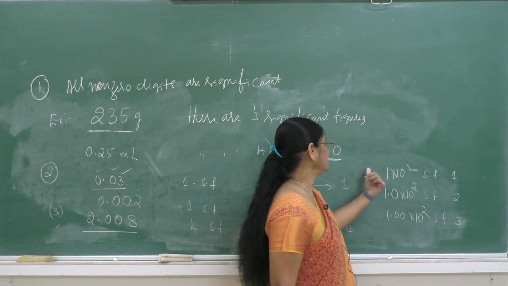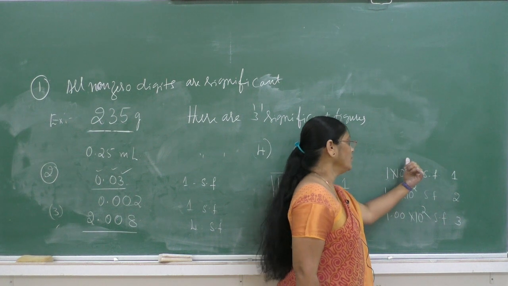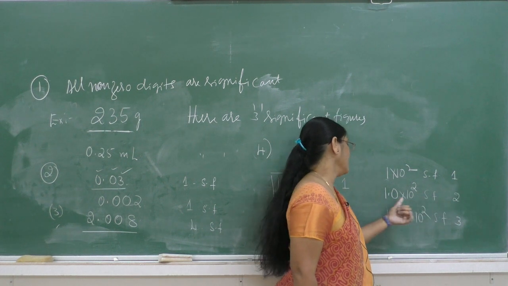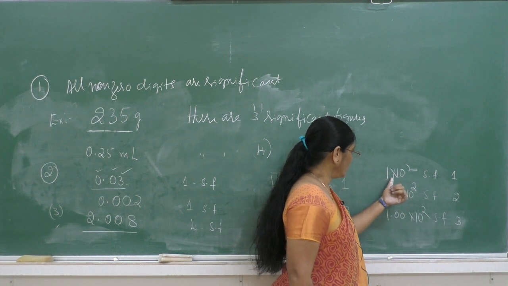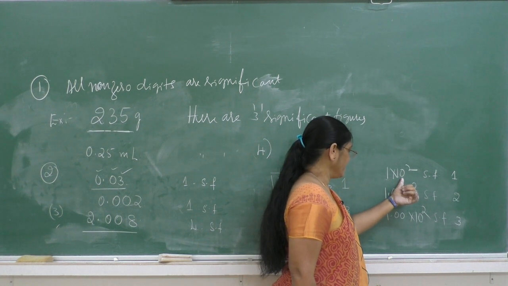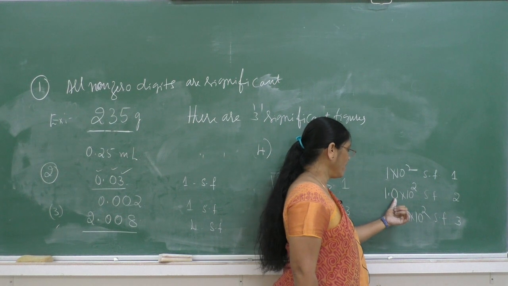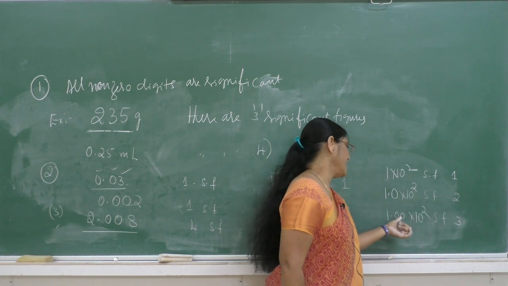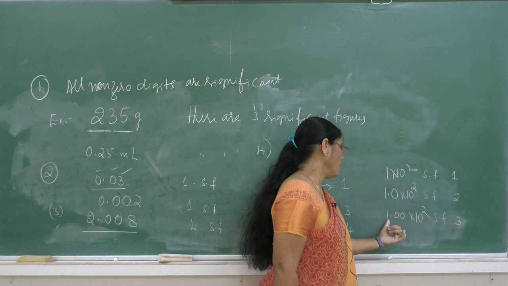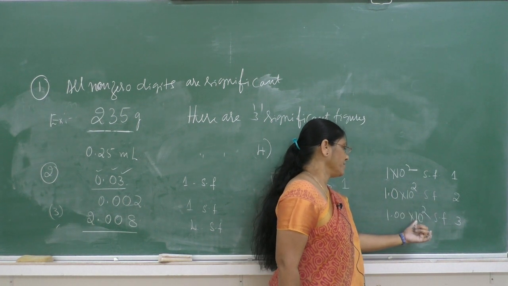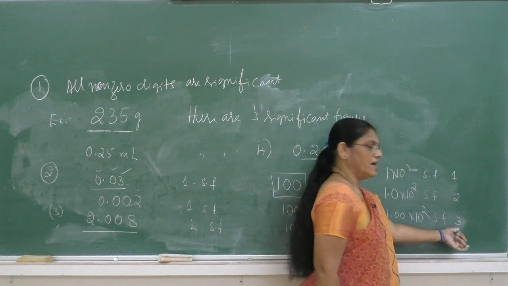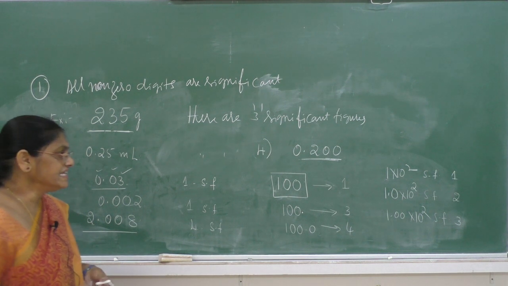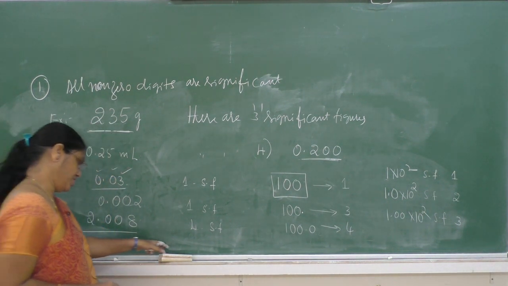This 100 can also be written as 1 into 10 power 2. The number of significant figures is 1. Then this can be written in another form as 1.0 into 10 to the power 2. How many significant figures are there? There are 2. Then 1.00 into 10 to the power 2 has 3 significant figures.